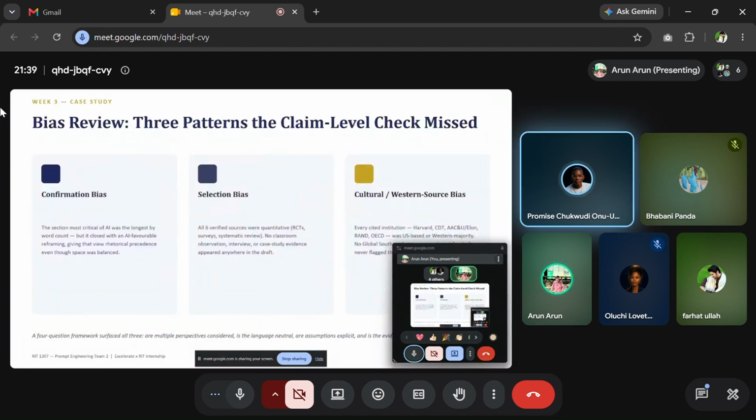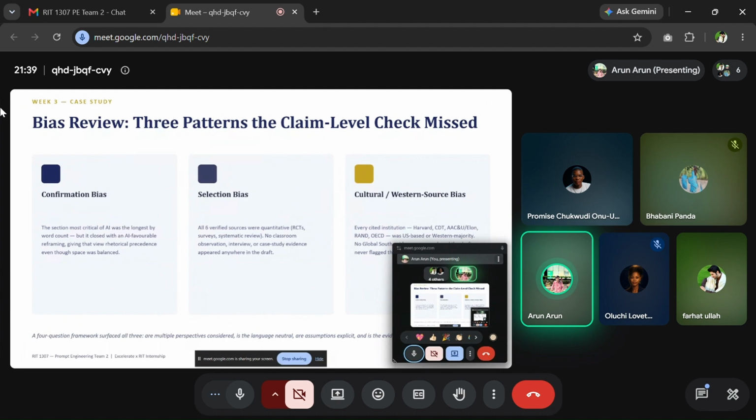Okay. In this, three patterns claims level check missed: confirmation bias, selection bias, and cultural and Western source bias. Next will be explained by our other teammate.